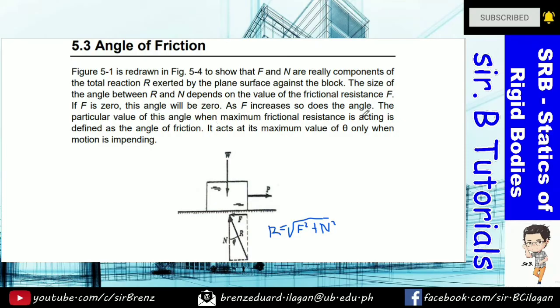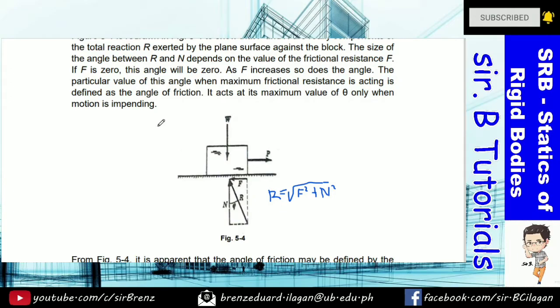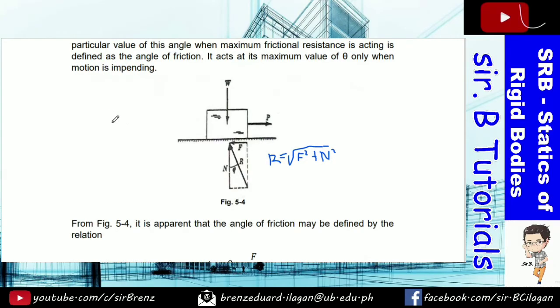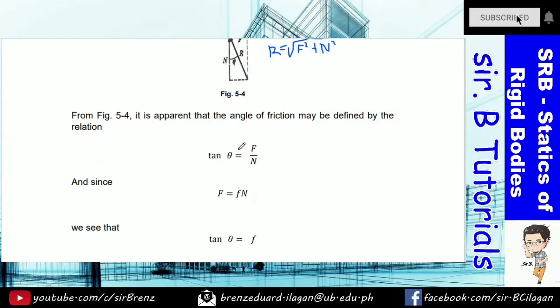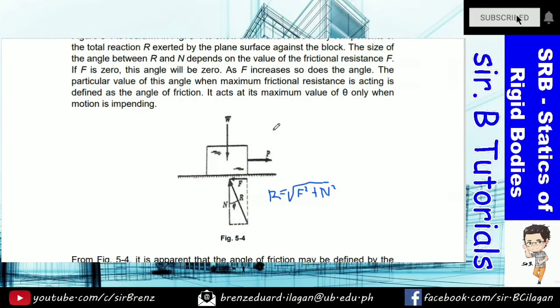So the particular value of this angle when maximum frictional resistance is acting is defined as the angle of friction, or this angle phi. Okay? So it acts at its maximum value only when motion is impending. From this figure, it is apparent that the angle of friction may be defined by the following relation. So it is just like the topic on resultants, right? Tangent theta. No, this is not theta. This is tangent phi.